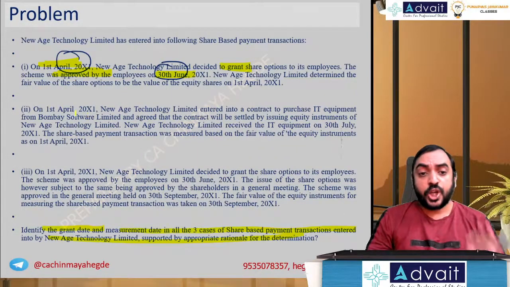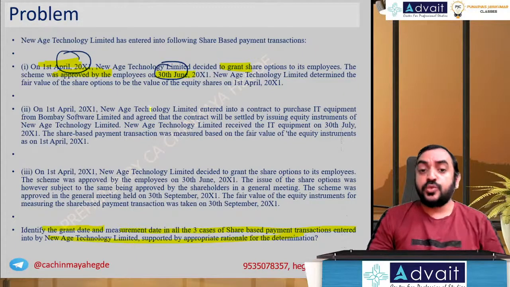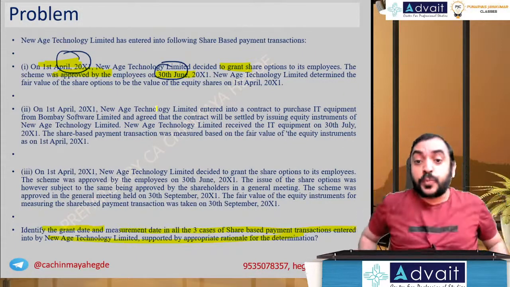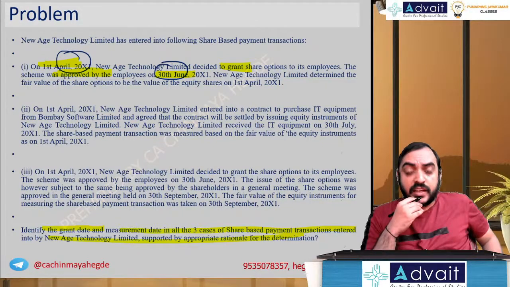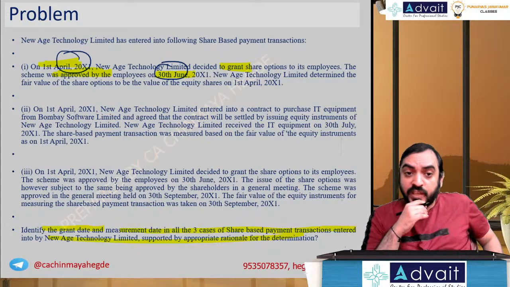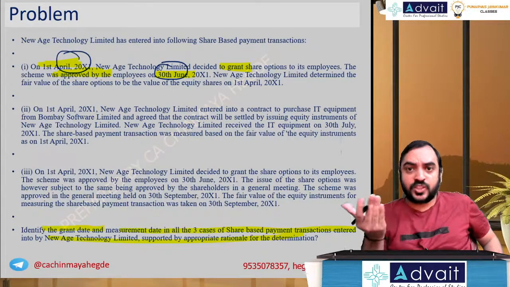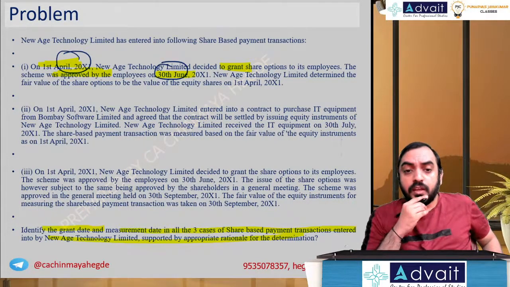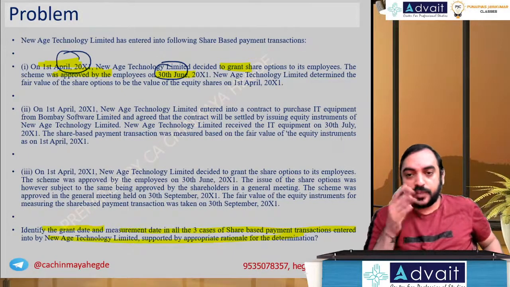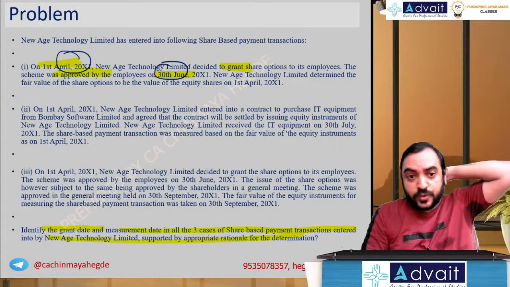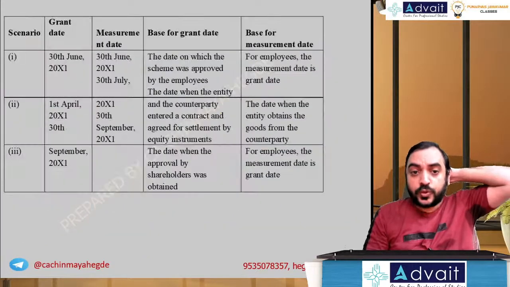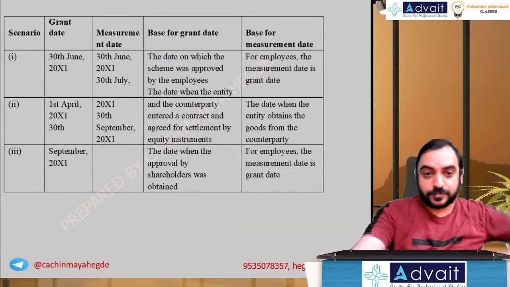Second situation, on 1st of April 2001, New Age Technology entered into a contract to purchase IT equipment from Bombay. This is not employees, it's somebody else. And agreed that the contract will be settled by issuing the equity instruments of New Age Technology. So the settlement is not by cash, it is by issuing shares. New Age Technology Limited received the IT equipment on 30th of July. The share-based payment transaction was measured on the fair value of equity instruments on 1st of April 2001. So in this case, it is going to be 30th of July.